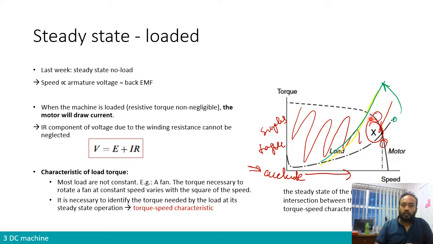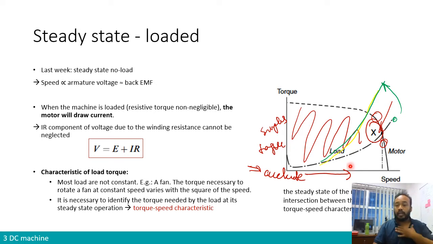So when we are in steady state and we have a load, and we want to find the operating point, or the speed and the torque at which the motor will operate, what we do is superimpose the characteristic of the load and the torque-speed characteristic of the motor.